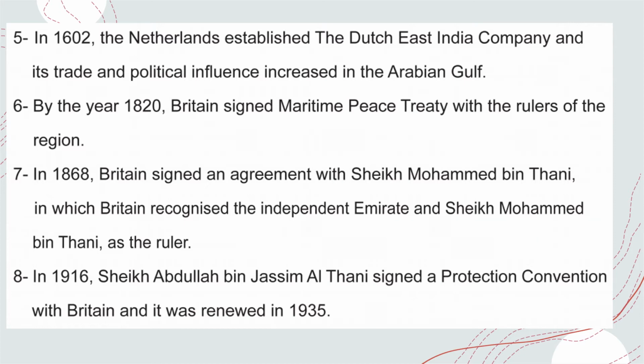In 1868, Britain signed an agreement with Sheikh Mohammed bin Thani, in which Britain recognized the independent emirate and Sheikh Mohammed bin Thani as the ruler of Qatar. And in 1916, Sheikh Abdullah bin Jassim Al Thani signed a protection convention with Britain, and it was renewed in 1935.